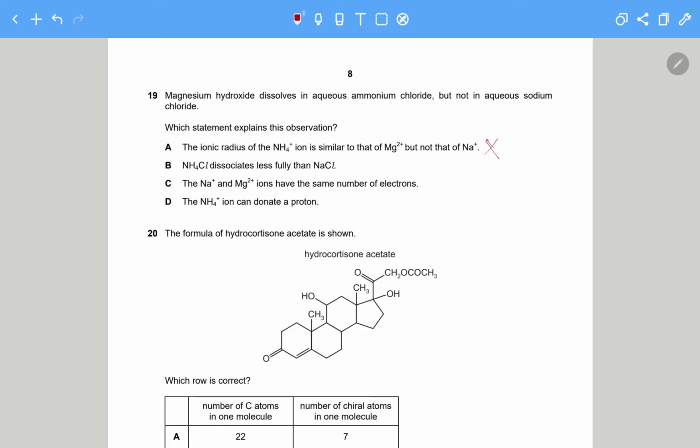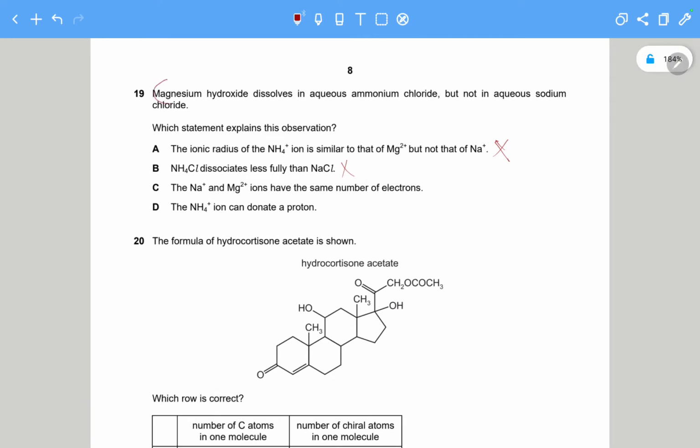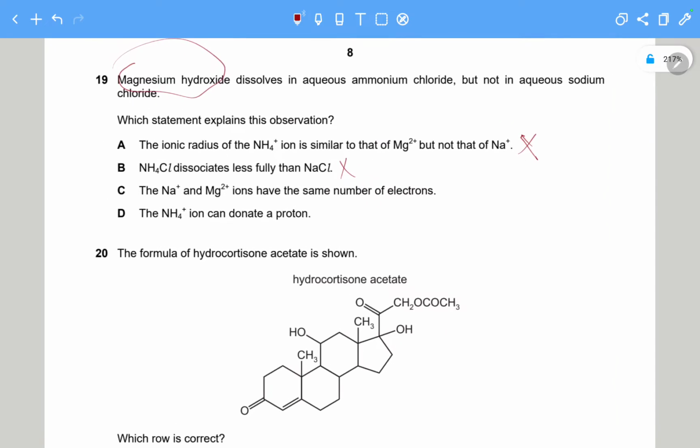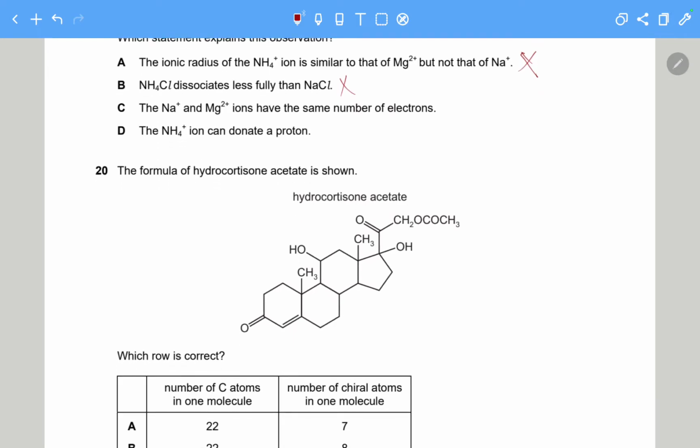We don't know if it's factually correct or incorrect, but the point is it's not related to dissolving at all. And then NH4Cl dissociates less fully than NaCl. Now again, the dissociation of NH4Cl and NaCl is not the point because these are not the ones being dissolved. What is being dissolved is magnesium hydroxide. So we don't really care about how much either of NH4Cl or NaCl dissociate. The Na+ and Mg2+ ions have the same number of electrons. Again, how does this affect solubility? This does not affect solubility.